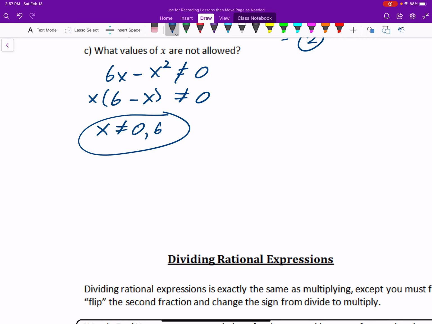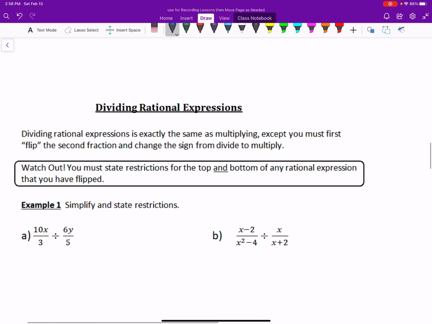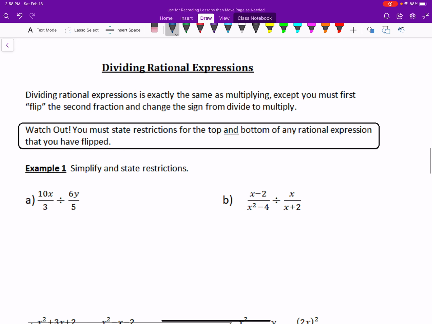So we just looked at multiplying. How is dividing different? Well, think about how dividing is different when we're dealing with fraction numbers. When we divide a fraction by a fraction, we invert and multiply. We flip the second fraction and change the divide sign to a multiply sign. Exact same thing is going to happen for rational functions. The only difference in this case is that we have to think about our restrictions.